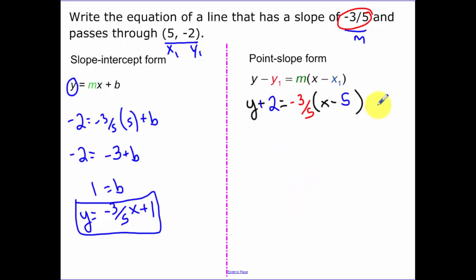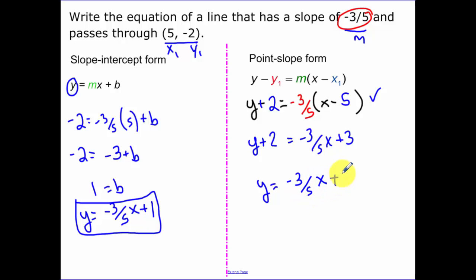From here, it's okay if you leave it like that. I'm okay with that. But I want to show you guys, to simplify this, you do get the same thing that we got over here. So I'm going to distribute the 3/5 through. Subtract the 2 over, and you see that we do get the same thing using either form.